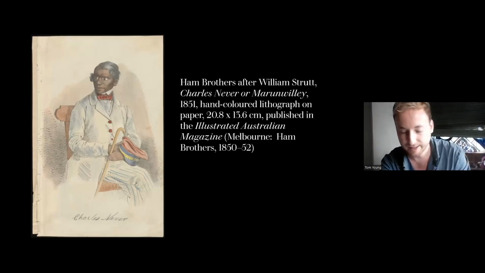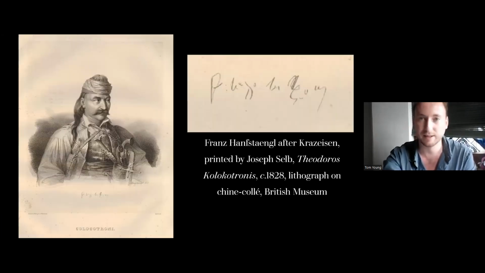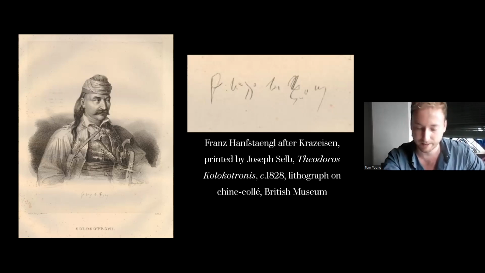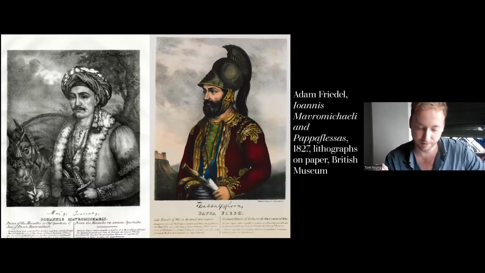In 1828, the Bavarian publisher Franz Hanfstaengl released a portrait series of figures involved in the Greek War of Independence, depicting revolutionaries such as Theodoros Kolokotronis in distinctly national attire. A similar series, published in London in 1825-6 by the Danish volunteer soldier Adam Friedel, collated portraits of lionized Greek revolutionaries such as Ioannis Mavromichalis and Papaflessus, each in distinctive clothing and with their signatures transferred in the Greek alphabet.